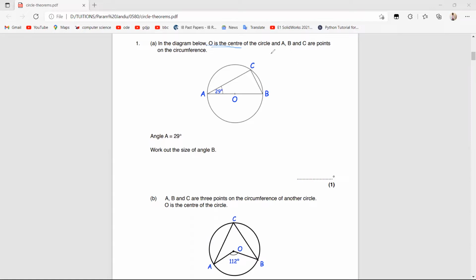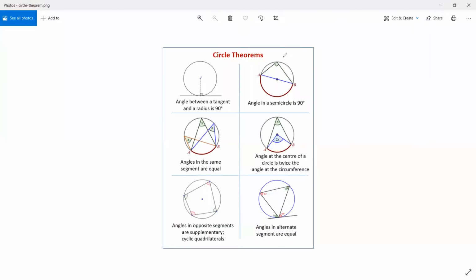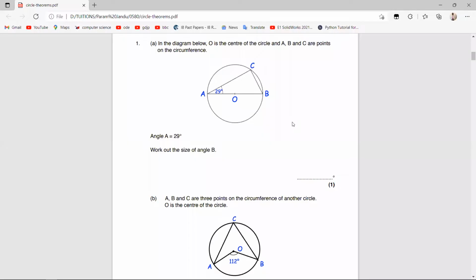So from the circle theorems that we learned, the diameter will make 90 degrees. Let me just show you that. From this theorem, the diameter makes 90 degrees. It's also called angle in a semicircle. So let's get back to our question. The angle at C will be 90 degrees. Why? Because angle in a semicircle is 90 degrees.